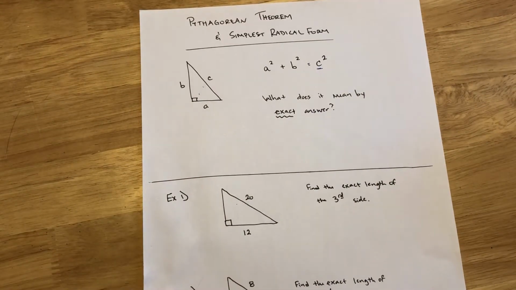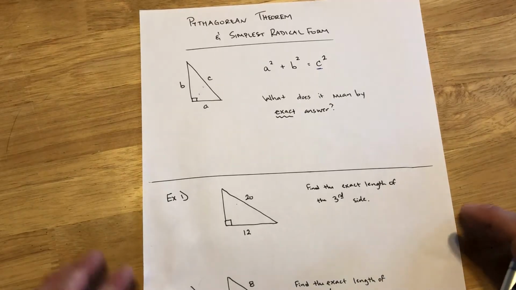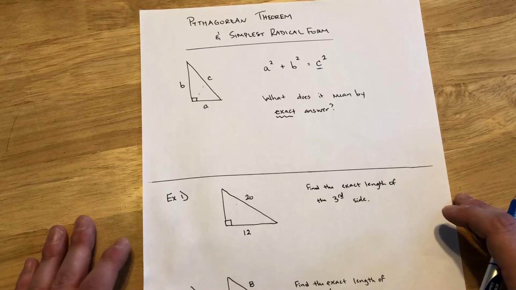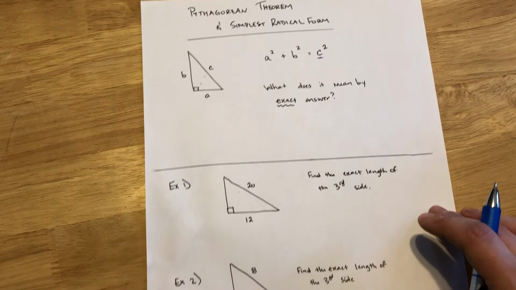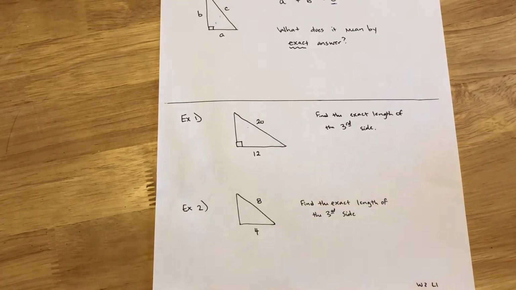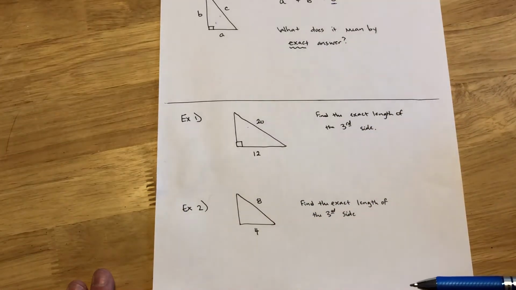One of the questions that you might run into on Delta Math is, what does it mean by writing down an exact answer? Well, it could be a couple of things. It could be that your answer is a whole number, so that's exact. But what if your answer ends up being a crazy, irrational decimal? What do we do with that? How do we make sure that we write that as an exact answer? Well, that's where simplest radical form comes in. So let's take a look at a couple of examples here.